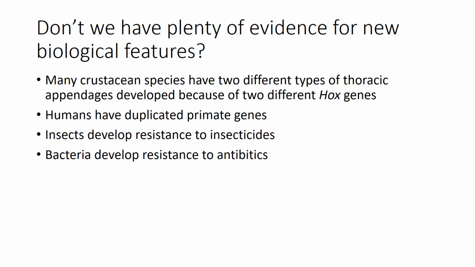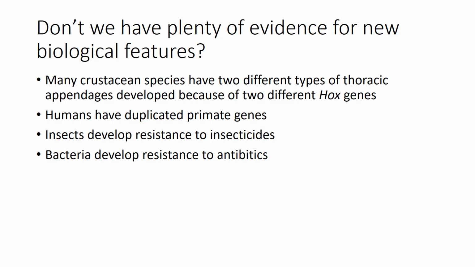Again, with the second one, we could assume that humans were created separate and unique from other primates, and so those genes that are similar to primate genes that look like they were duplicated were there from the very beginning, and the similarities need to be explained in some other way. Now, the latter two are more difficult because these are things that we've actually seen take place. We haven't seen humans evolve from lesser primates. We haven't seen crustaceans develop two different types of thoracic appendages from one. But we have seen insects develop resistance to insecticides, and we've seen bacteria develop resistance to antibiotics.